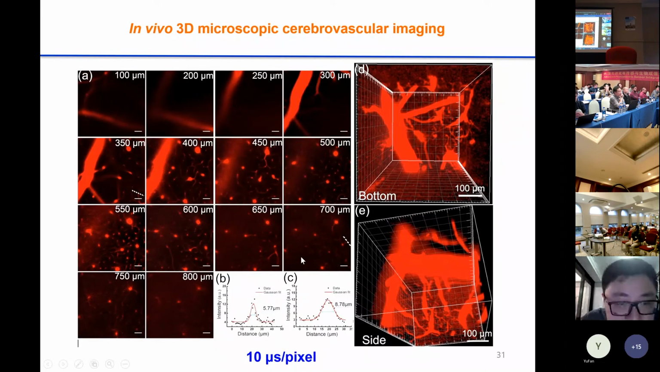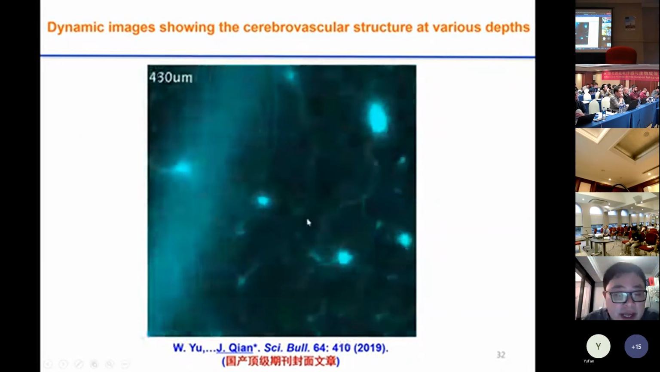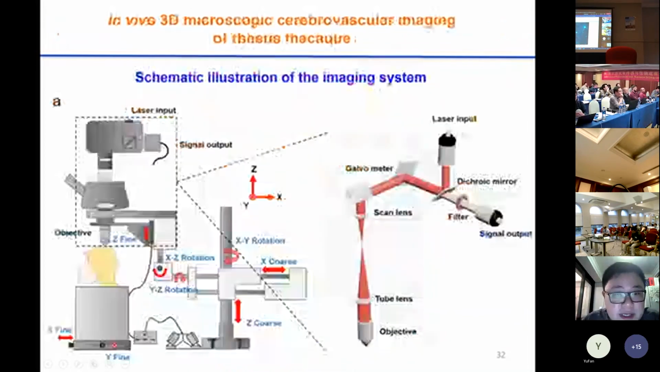And then we did the observation of the blood vessels at different depths, and based on this imaging, we can do the reconstruction and get the three-dimensional architecture of the blood vessels. Here is the dynamic imaging showing the blood vessels at different depths. Here the imaging depth was around 800 micrometers.